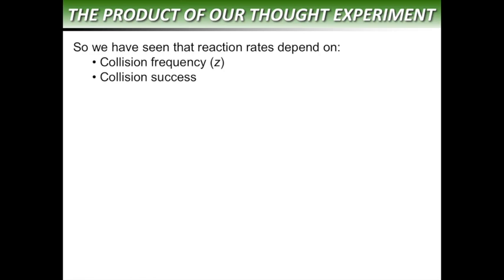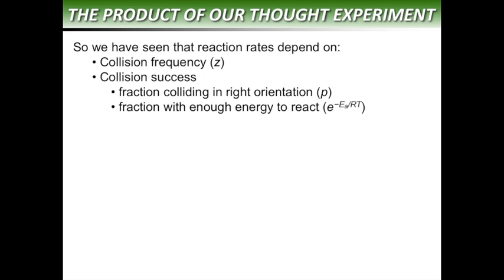And so we just saw that collision success is broken down into two things: the fraction that collide in the right orientation, and the fraction that collide with enough energy to actually undergo the reaction. And we're going to replace in that Boltzmann factor right now E sub A, the activation energy, for just the generic E that I had a moment ago. And so that gives us an equation that looks like this. Essentially, what it tells me is that the k that we've been talking about this whole time is really an agglomeration of all these factors.